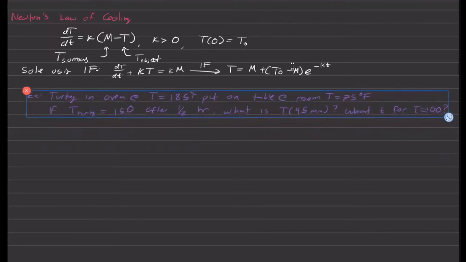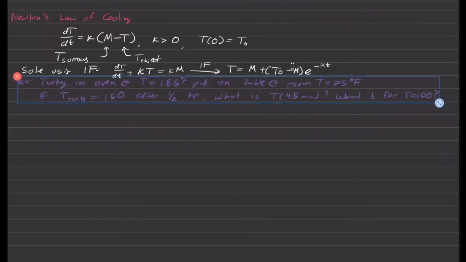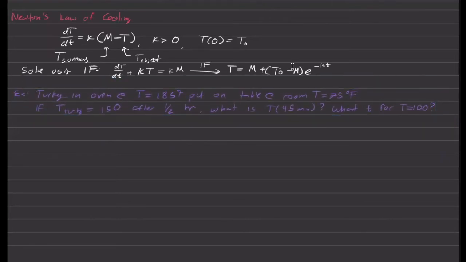So I'm going to quickly drop this example in here. Say we have a turkey in the oven, and the oven is at 185 degrees Fahrenheit, and we put it at a table, which is at room temperature, 75 degrees Fahrenheit. We know that the turkey is 150 degrees Fahrenheit after half an hour, so we want to find what the temperature is going to be at 45 minutes.